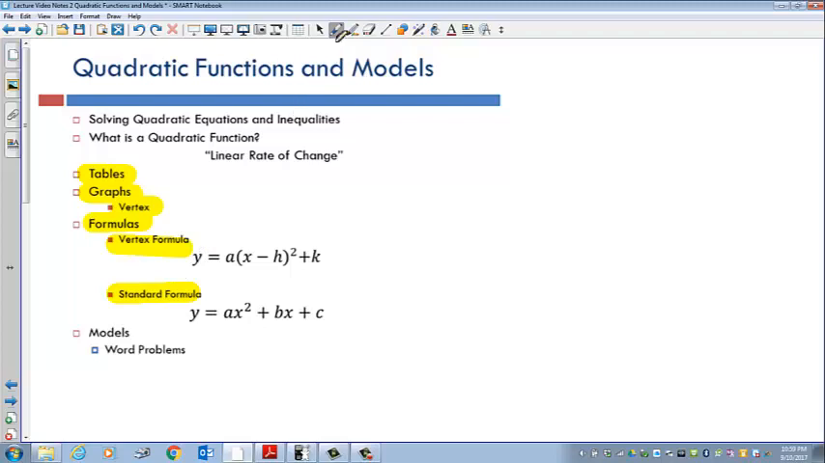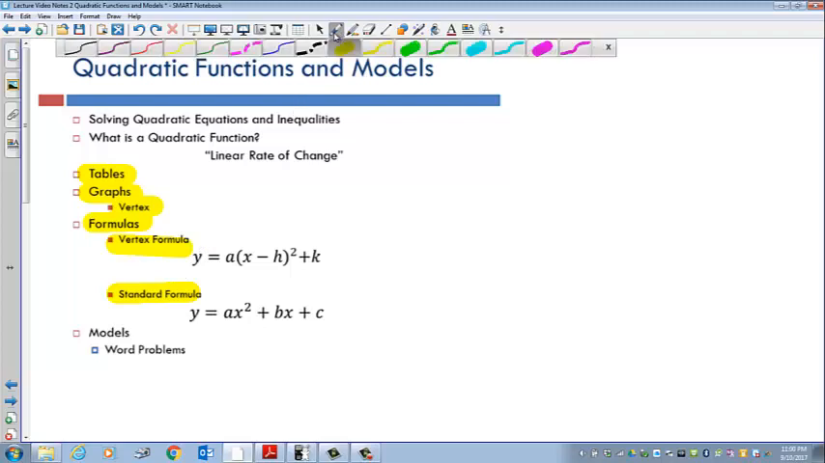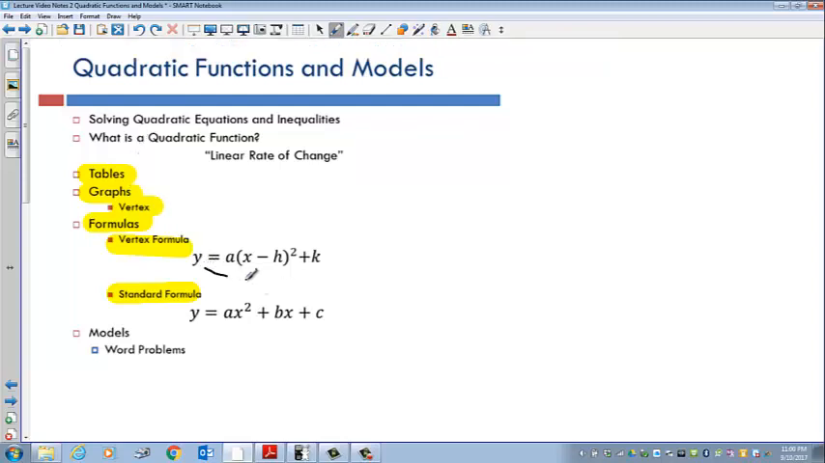And remember, this is similar to when you work with linear functions and you have the slope-intercept formula, or the slope-point formula. They do the same thing, but they're nice to have. This one is really nice for interpretation when you're looking for the vertex. This one is nice to have when you're solving equations or something. And then we move on to modeling.